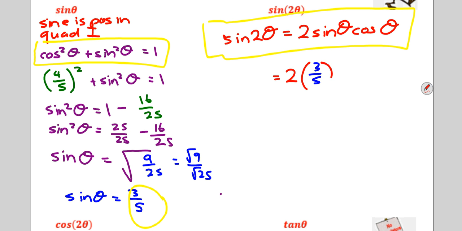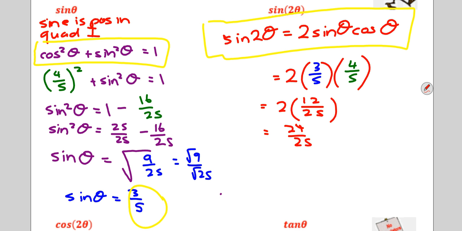And then 4/5. Now this is interesting. How do you work this out non-calc? I would suggest work out the fraction first, multiplying the two fractions together. What's 3 times 4? 12, over 25. And then what's 2 times 12 over 25? 24 over 25. If you're struggling, it's 2 over 1 times 12 over 25. So it turned out we came up with a positive answer.